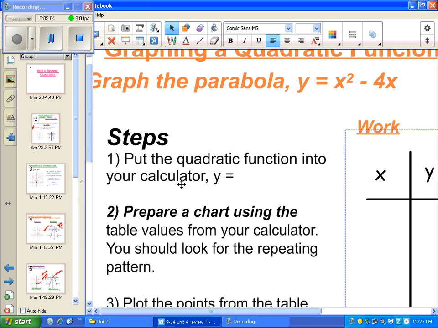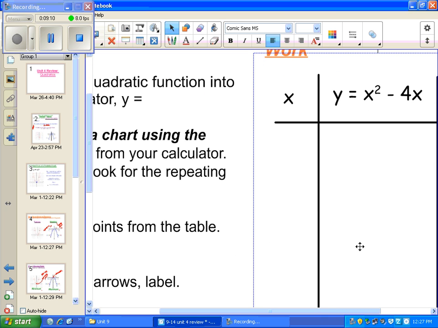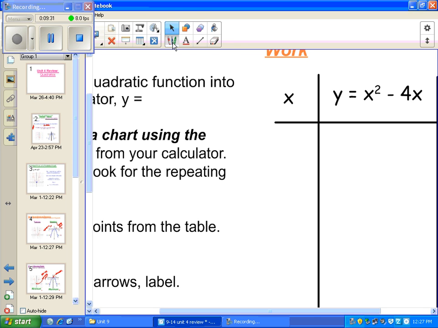So we have x squared minus 4x. I'm just going to go ahead and put in a couple of points from my calculator. So I'm just putting it in right now. Y equals, and I'm plugging in x squared minus 4x. And I'm going to go to my table, and I'm going to plug in some points. So let's do this. I'll just write them in.